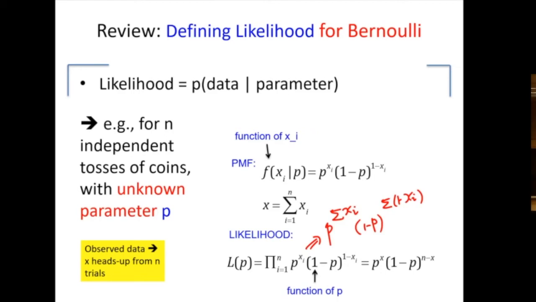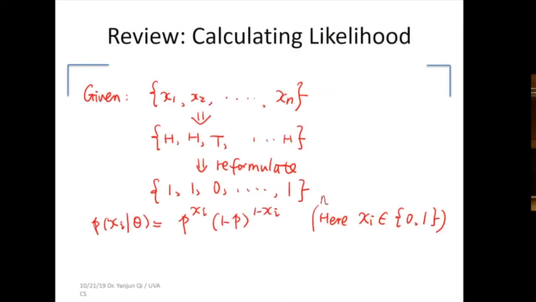And because multiplication is equivalent to P to the summation of xi times 1 minus P to the power of the summation of 1 minus xi. For those xi equal to 1, this is what? The summation of xi, because xi is this representation, right? xi means if it's head, it's 1; if it's tail, it's 0. So the summation of xi is what? It's the number of times heads appeared in that n trial.